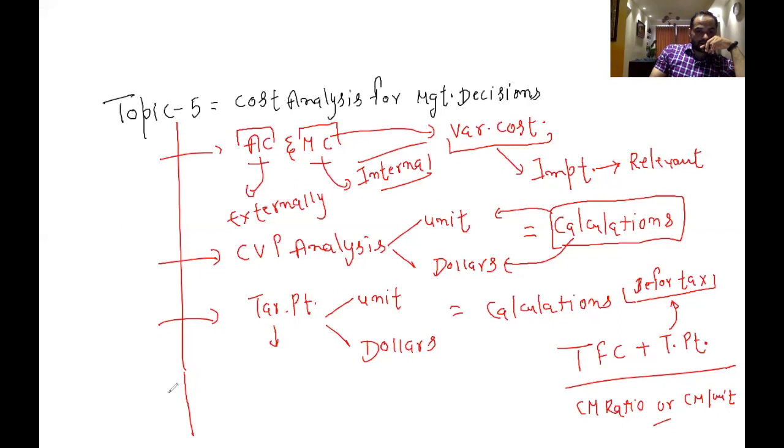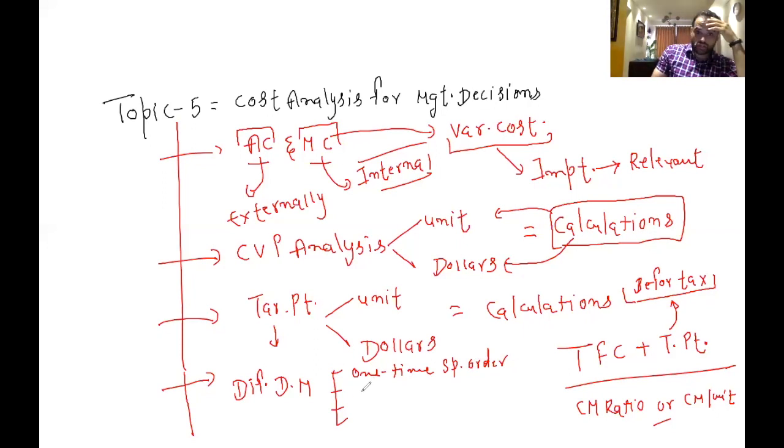So next, and the last thing, is different decision making. We studied 4 methods of decision making. The first method is one-time special order. How do we make a decision on a one-time special order? The second one was make or buy decision, or insourcing versus outsourcing.